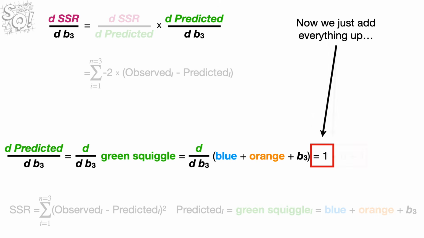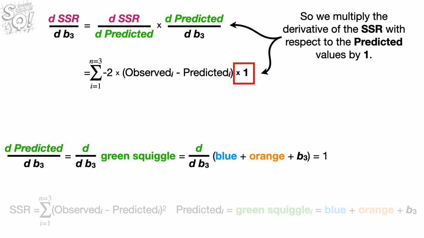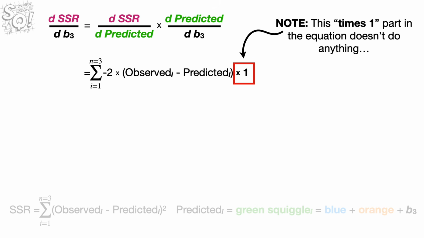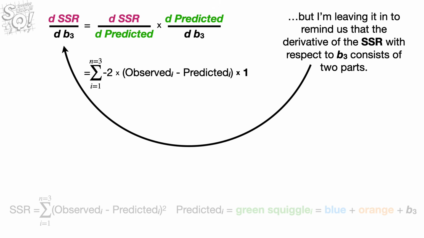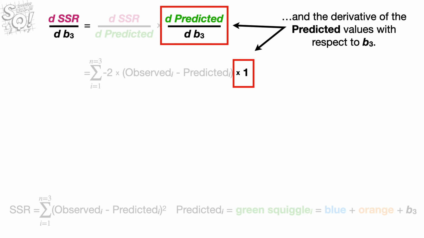Now we just add everything up, and the derivative of the predicted values with respect to b sub 3 is 1. So we multiply the derivative of the sum of the squared residuals with respect to the predicted values by 1. Note, this times 1 part in the equation doesn't do anything, but I'm leaving it in to remind us that the derivative of the sum of the squared residuals with respect to b sub 3 consists of 2 parts. The derivative of the sum of the squared residuals with respect to the predicted values, and the derivative of the predicted values with respect to b sub 3.